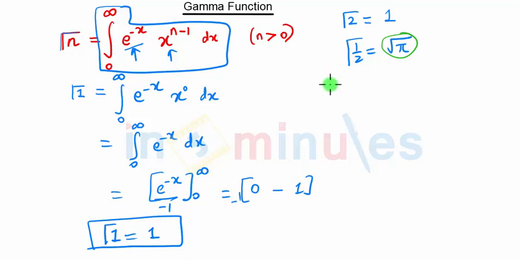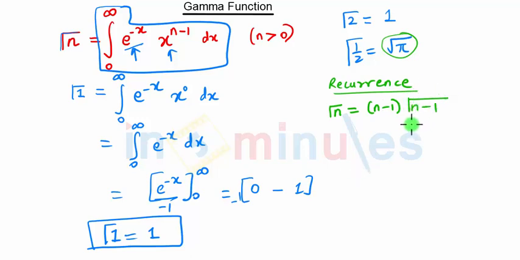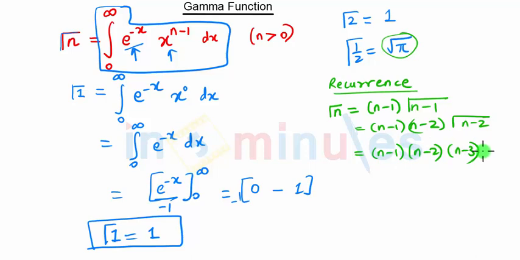And we have one recurrence property of the gamma function. What is that property? We can prove that gamma of n is nothing but n minus 1 into gamma of n minus 1. This can be represented as n minus 2 into gamma of n minus 2, and this n minus 1. Similarly, we can represent gamma of n minus 2 as n minus 3 into gamma of n minus 3. I am subtracting 1 and taking the gamma of that term, and so on till we get 1.